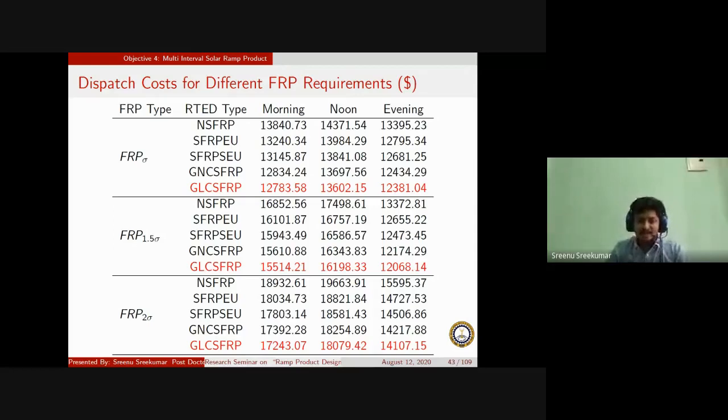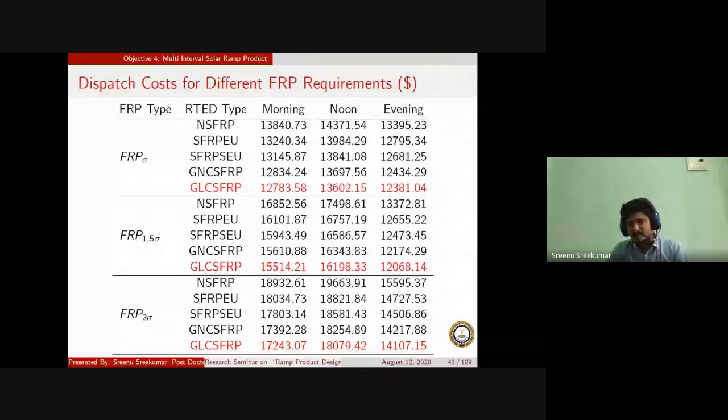And RTED is obtained for different cases such as without SFRP, NSFRP, SFRP with end time uncertainty, SFRP with start and end time uncertainty, Gaussian Copula based SFRP, and Gumbel Copula based SFRP. We can observe that the proposed Gumbel Copula based SFRP offers the least cost solution.